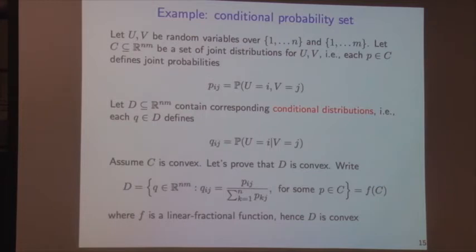It shows that if I have a prior set of joint probabilities, and that's convex, then if I take the set of conditional probabilities of one variable given another, that prior set of conditional probabilities is still convex. That just follows from the fact that it's a linear fractional transformation of the original joint probability distribution.